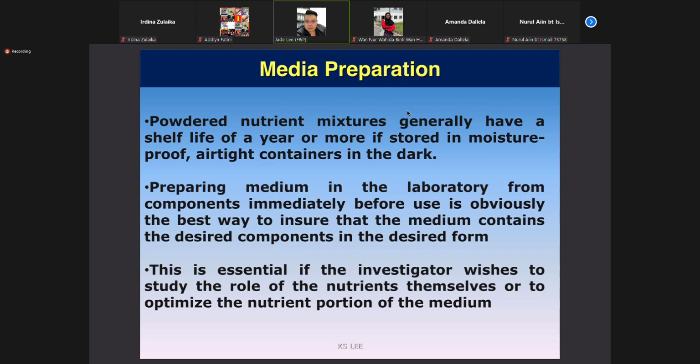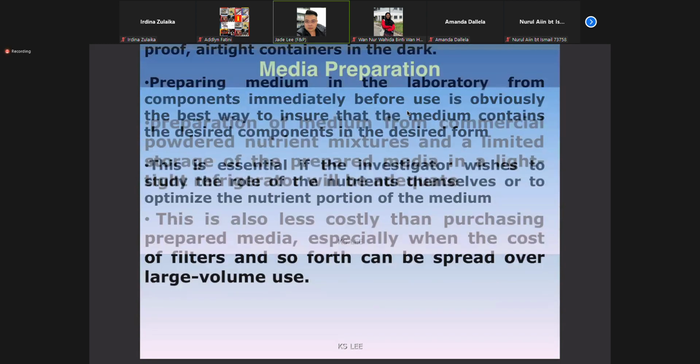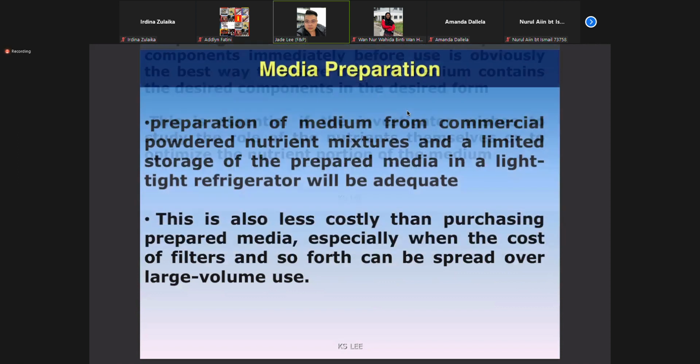Okay, so the preparation of media from commercially powdered nutrient mixtures and limited storage of the prepared media in a light-tight refrigerator will be adequate. It is less costly than purchasing prepared media, especially when the cost of the filter and so forth can be spread over the large volume used.